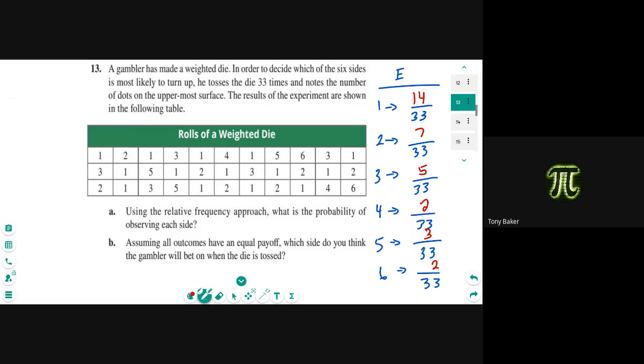$21, $26, $31, $33. I think I got them all. Bad gambler. You wouldn't want your weighted die to be that obvious.